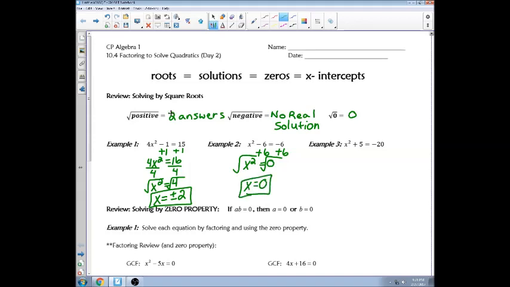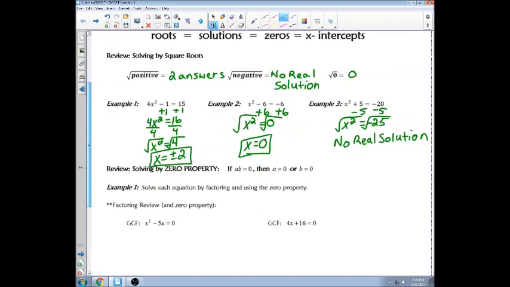And for example 3, if I go ahead and subtract 5, x squared is equal to negative 25. Square root. Since I square rooted a negative, it would be no real solution. All of that is review from what we've been doing in the last couple of units. So I'm going to go through that fairly quickly. The same with this zero property.